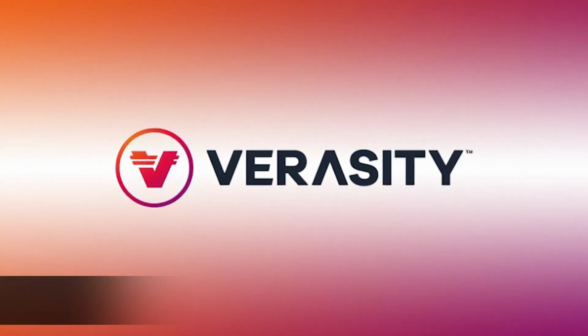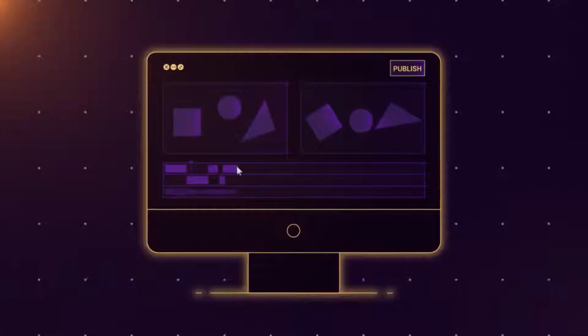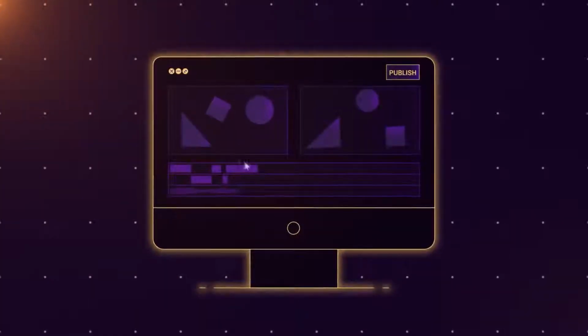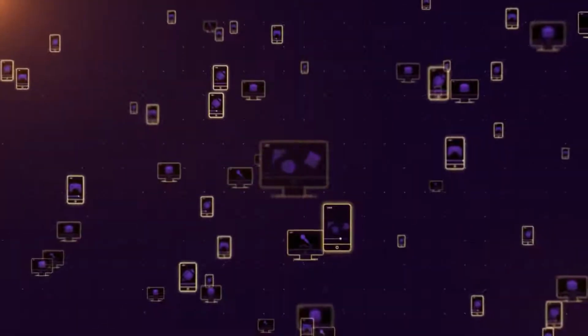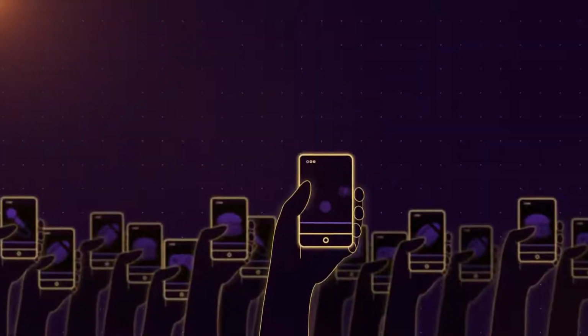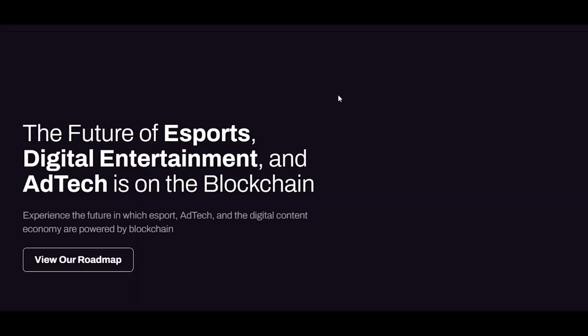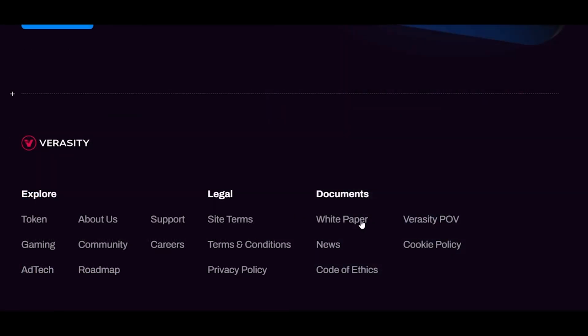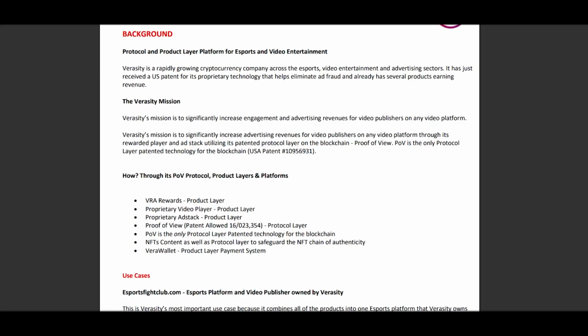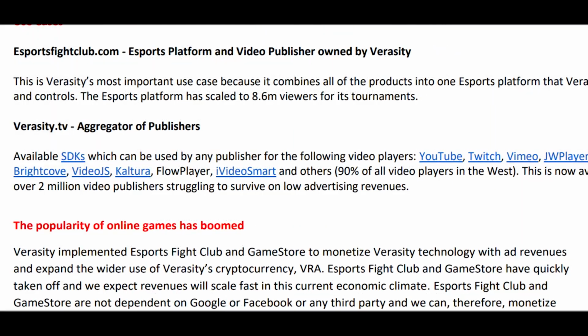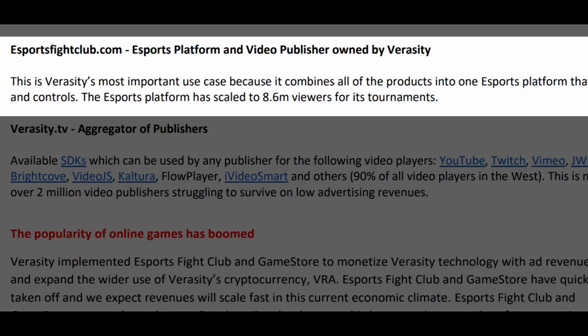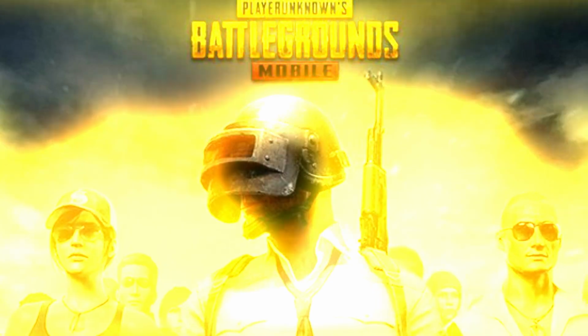Veracity was launched on May 18, 2018 as a new video sharing platform aimed at providing creators and advertisers with a fair system for earning money from their work. According to Veracity's white paper, it does this through its proof of value protocol, its product layers, and lastly by its platform esportsfightclub.com, which streams esports like PUBG Mobile.